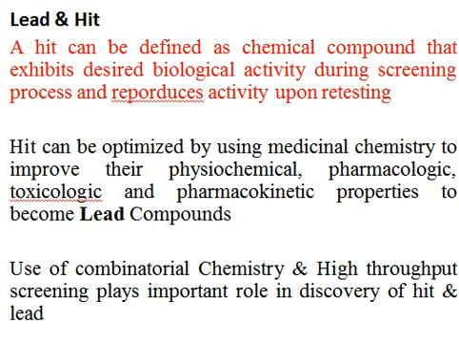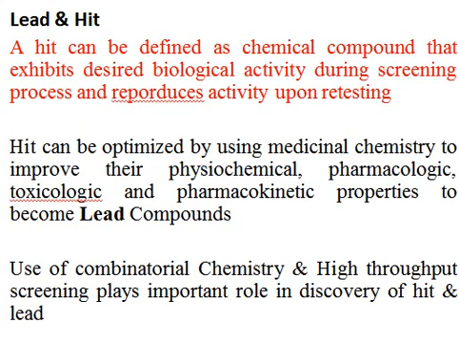So once you get a hit, then you optimize the hit to improve its physicochemical properties, right? It should have improved pharmacological properties. Pharmacological properties means biological activity. It must also have an improved toxicological profile and pharmacokinetic properties, right? So once we have optimized these properties of the hit, then the hit becomes a lead compound, right? So once you get a hit, you refine it and you make a lead from that.